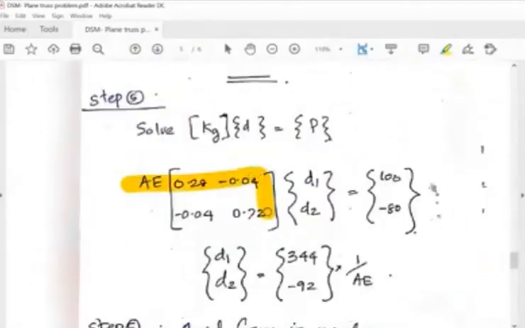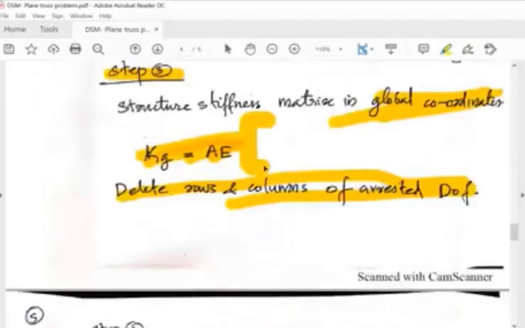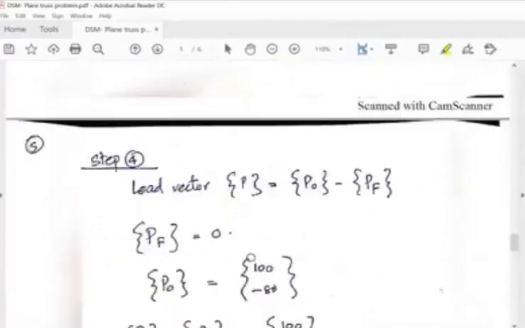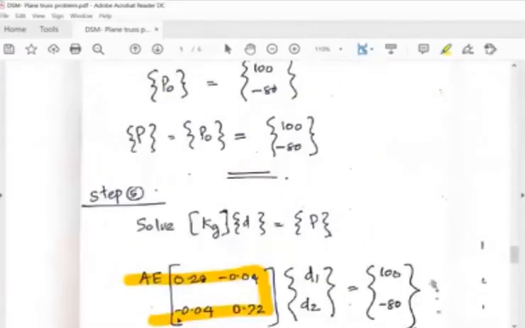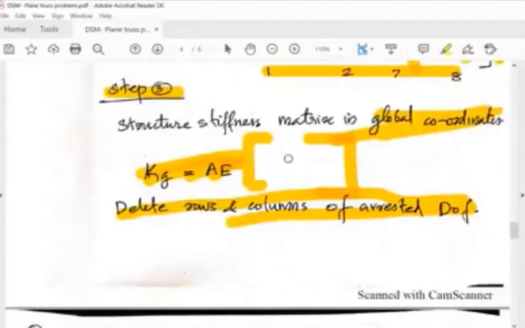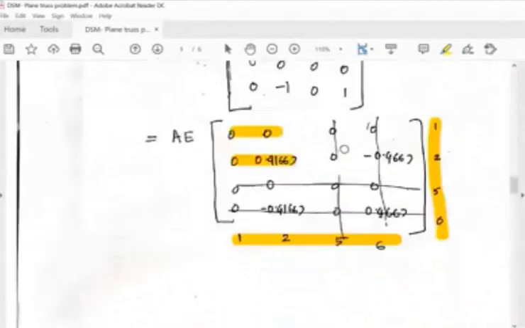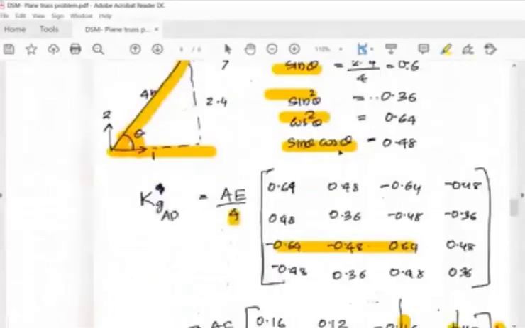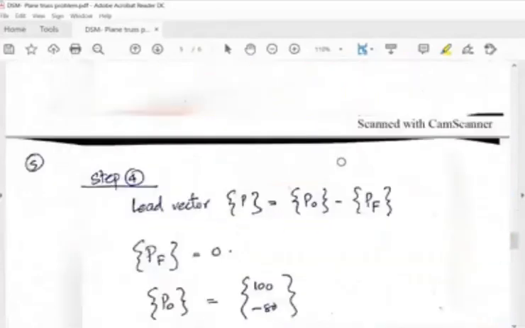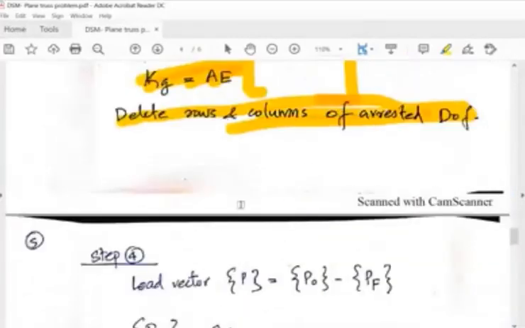like this: AE into 0.28, minus 0.04, minus 0.04 and 0.72. Okay, I'll correct this and send you the PDF. I forgot to copy the matrix here. So this matrix is AE into 0.28, minus 0.04, minus 0.04 and 0.72. Okay, so this is KG matrix. When you add all the 3 matrices, the corresponding coordinates, because only 1 and 2 remaining, all the others are deleted. Okay, and you have to delete rows and columns of arrested degrees of freedom.